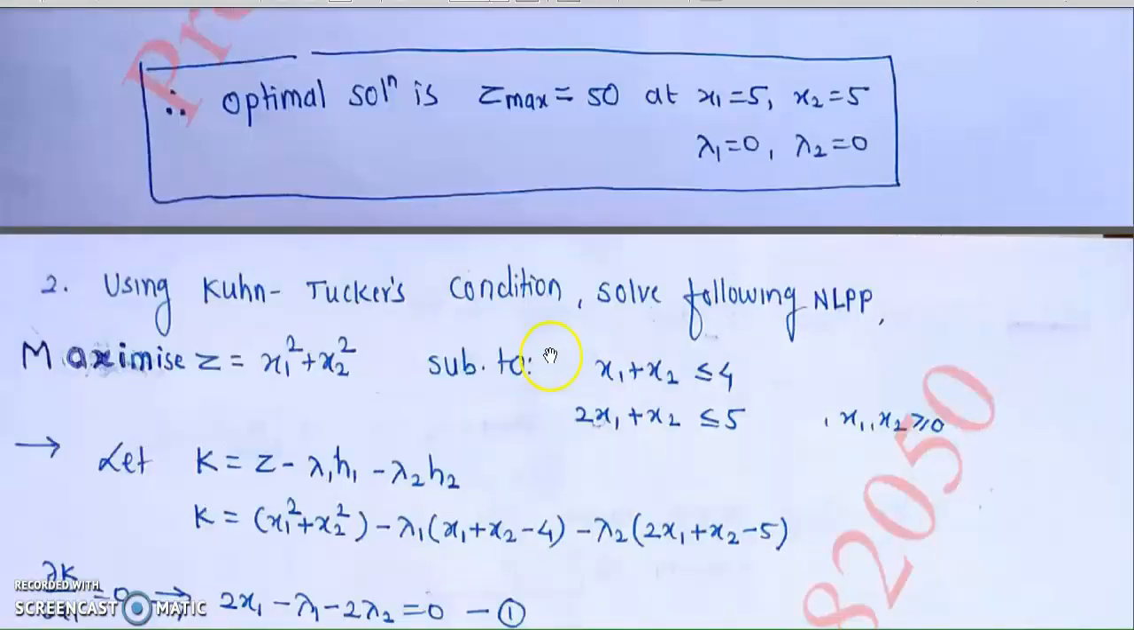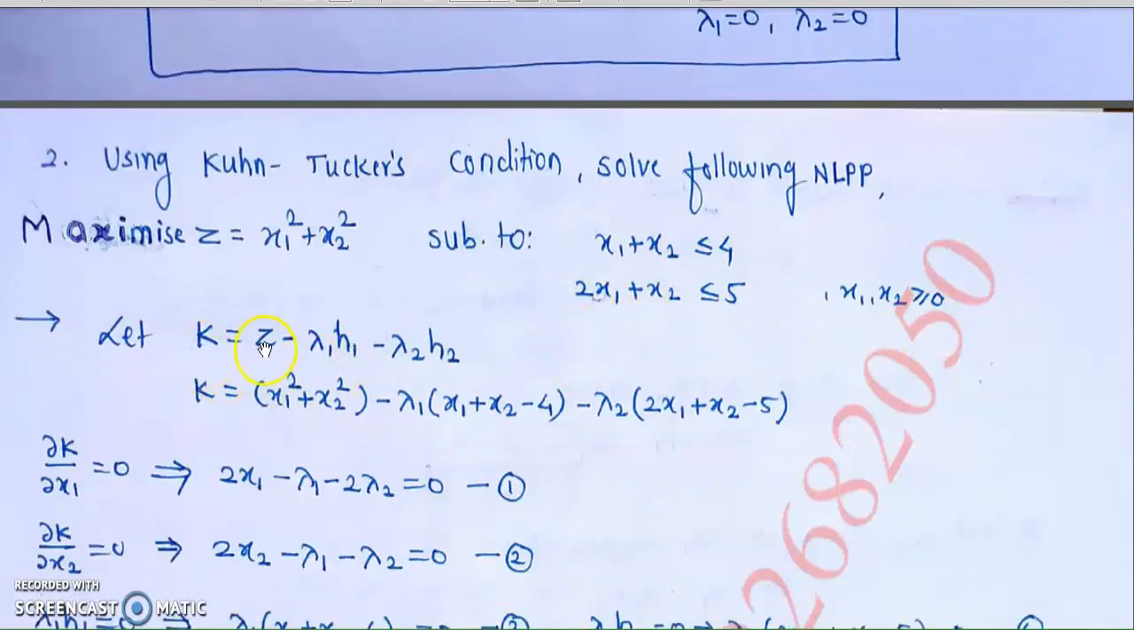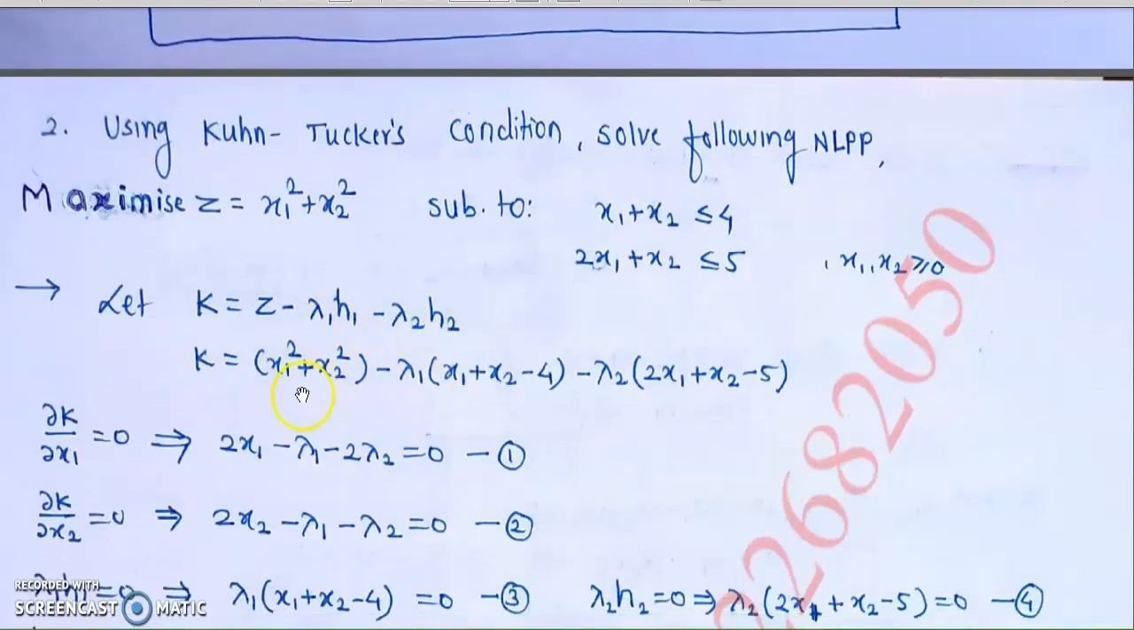We have one more example on this, using the Kuhn-Tucker method. Solve the following NLPP: maximize x1 square plus x2 square, subject to x1 plus x2 less than or equal to 4 and 2x1 plus x2 less than or equal to 5, for non-negative x1, x2. So as usual we have taken k as z minus lambda 1 h1 minus lambda 2 h2, where z, h1 and h2 are given, and h1 and h2 are nothing but the constraints, the inequalities.